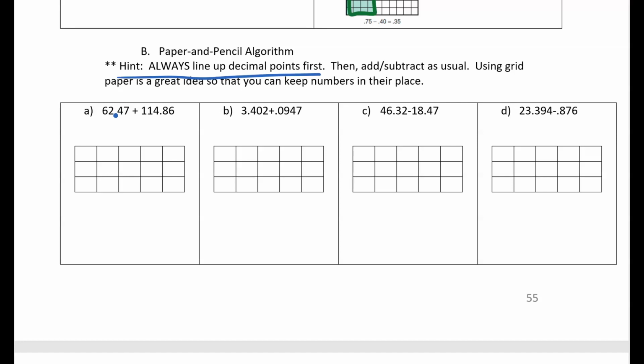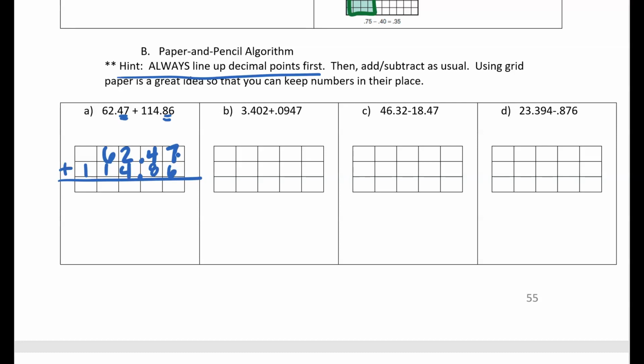So for this first one, I'm just going to write 62.47. I'm noticing that both of them have two numbers after the decimal, so I'll put the decimal for the second number here, and then 114. And then we're going to add these together.